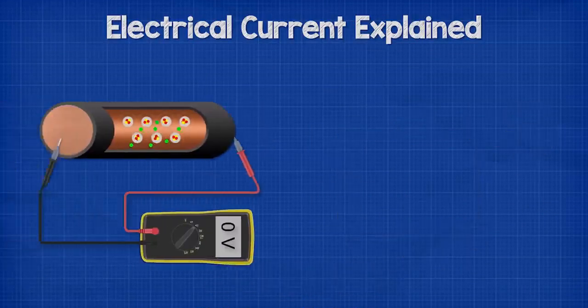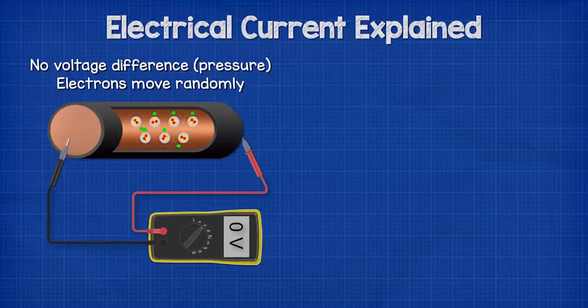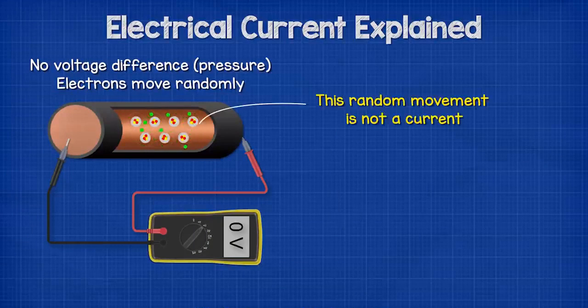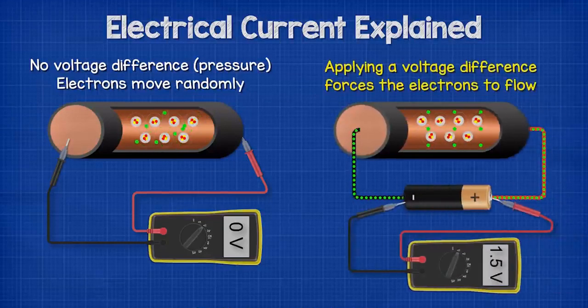If we take a copper wire, there is no voltage difference between the two ends, so the free electrons move around randomly. This random movement is not considered a current. But if we take a battery of say 1.5 volts and connect the wire across the two terminals, then there is now a difference of 1.5 volts across the wire, and this difference is going to force the electrons to flow in the same direction.